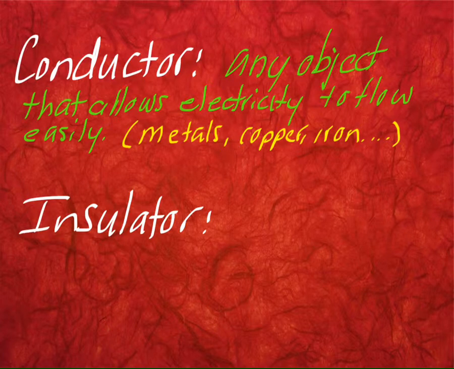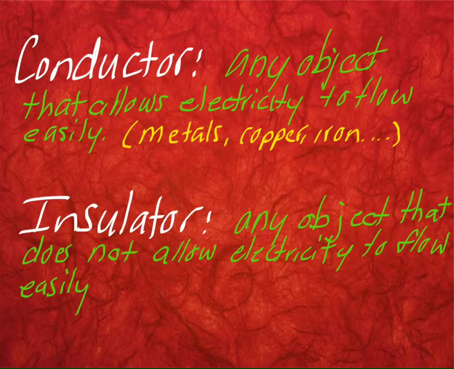Before I get onto an insulator, let me talk about a conductor. Basically, it is any object that allows electricity to flow easily. Some examples would be metals, mostly any kind of metal. Copper, iron, those kinds of metals.